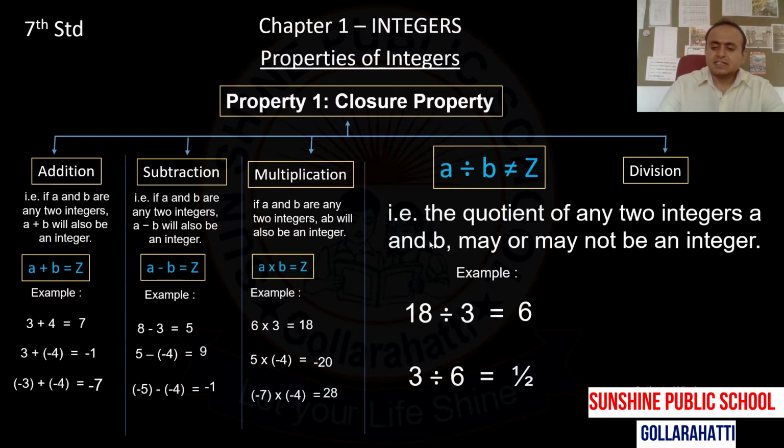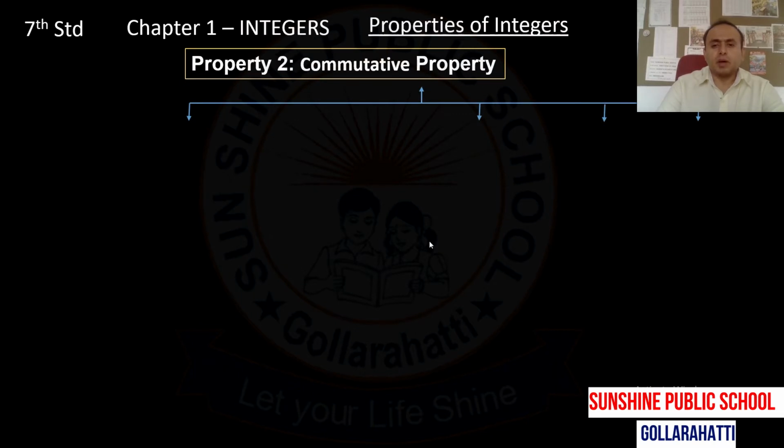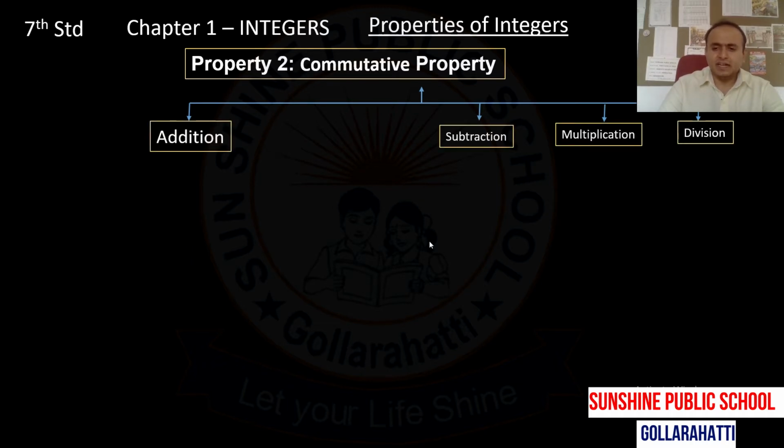So it does not satisfy under division. Closure property does not satisfy under division. The next is commutative property. Let us check commutative property under four types of operations. That is addition, subtraction, multiplication and division.